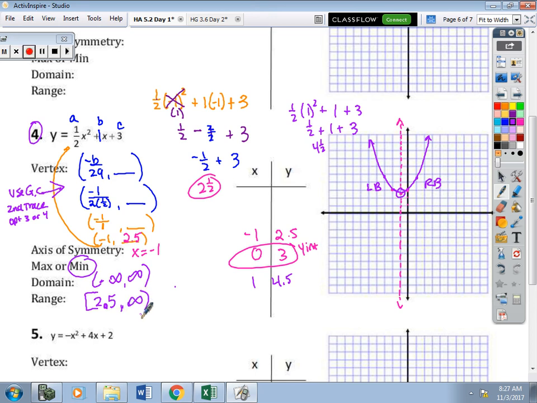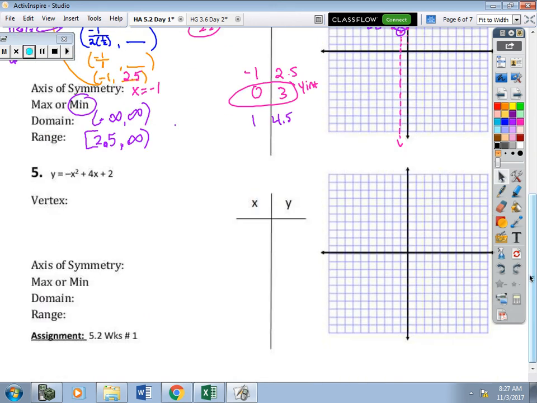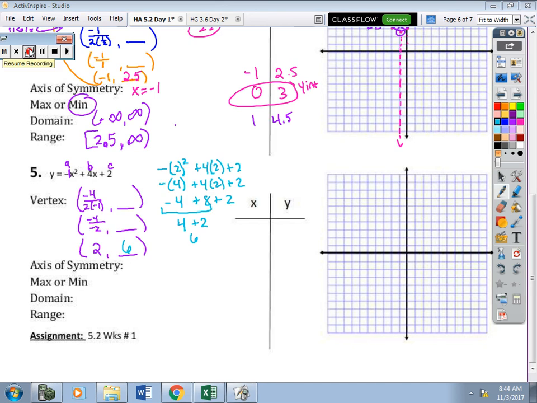2.5 up to infinity. All right, I want you guys to try 5. If you want to move around and work with a friend, you can. As soon as you're done with it, I'm not taking the elevator right now.